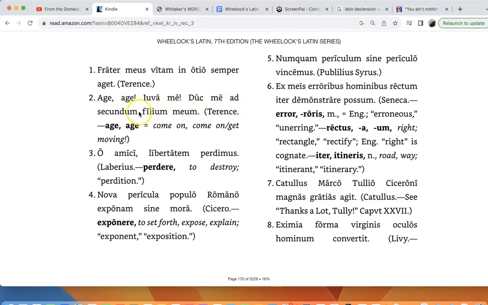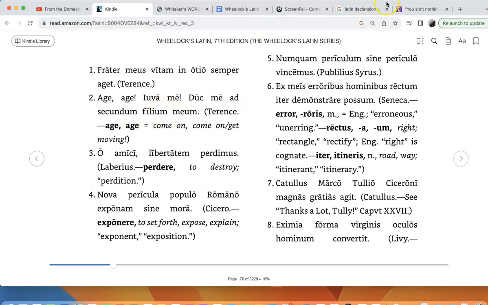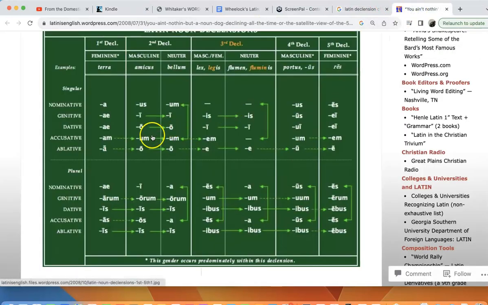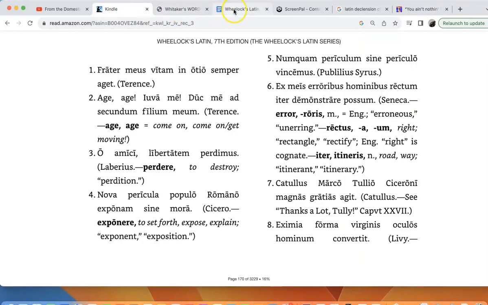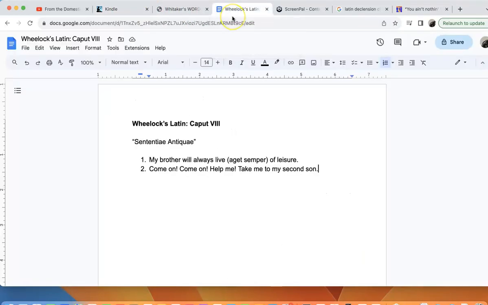Notice to my second son, ad is always followed by the accusative. And so we have second declension accusative singular, which of course matches our declension chart, accusative singular. So that one's pretty straightforward. So much in learning a language is knowing the vocab, and you just have to look up words and practice and learn the examples.